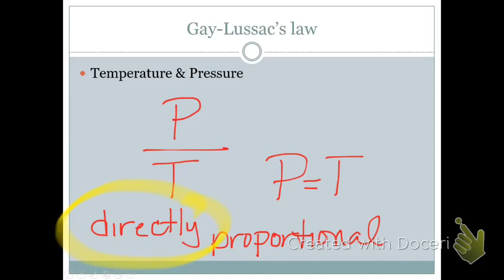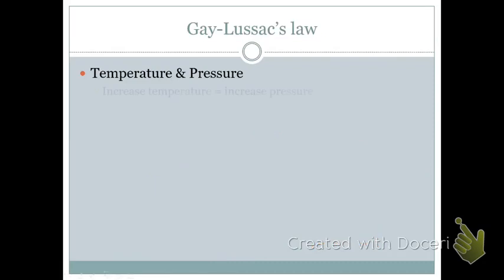That means that if my pressure goes up, then my temperature is going to go up. If my pressure goes up by a factor of 2, my temperature is going to go up by a factor of 2. They are directly proportional to each other. So an increase in temperature means my pressure is increased, and a decrease in temperature means that my pressure has decreased, because they are related to each other.